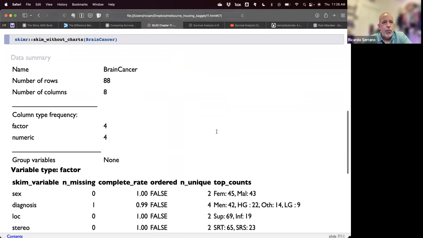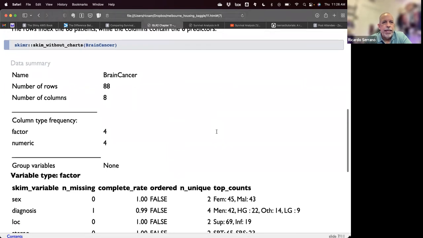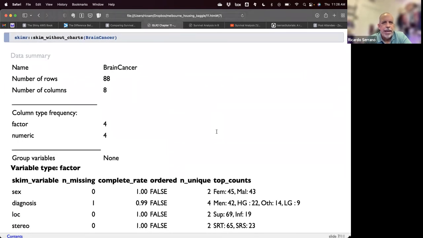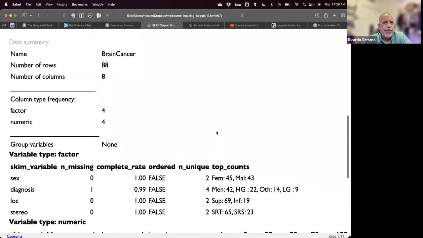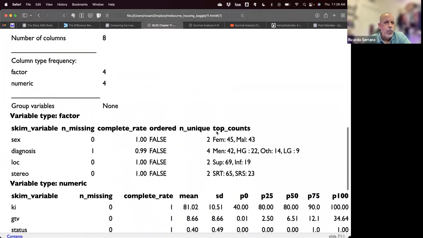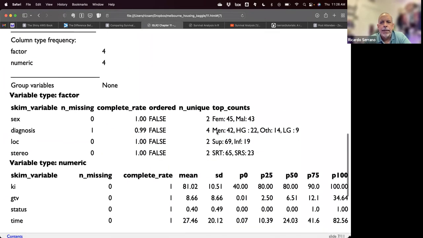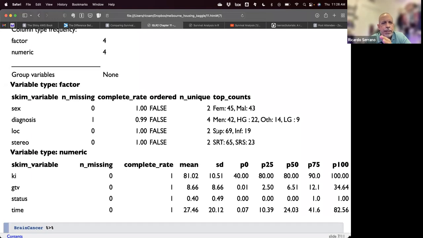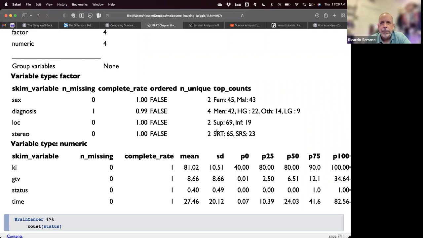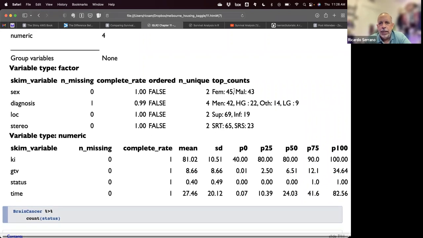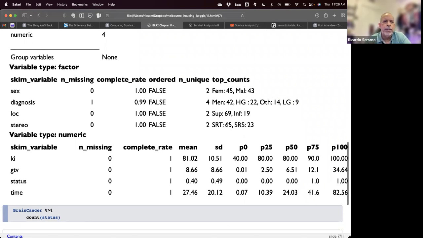Okay, so let's talk a little bit more about the skim function from the skimmer package. From this data set, we have four categorical features, which are sex, diagnosis, the location, and the treatment. And you can see more or less the distribution of them. 45 for female, 43 for male. The SRT is the one method that is most common compared to the SRS and others.